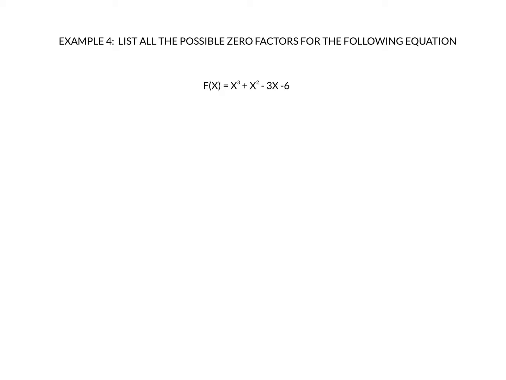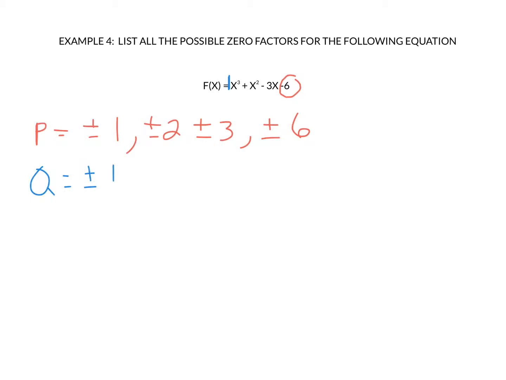All right, everybody, I'm back. So let's take a look. All right, so let's get our P's and Q's. So right here is my p-values. So my p's are equal to plus or minus 1, plus or minus 2, plus or minus 3, plus or minus 6. All right, my q values. Again, I can't see a number in front of the cube, so that's a 1. So my q value, plus or minus 1. Perfect, that's going to make our lives a lot easier.